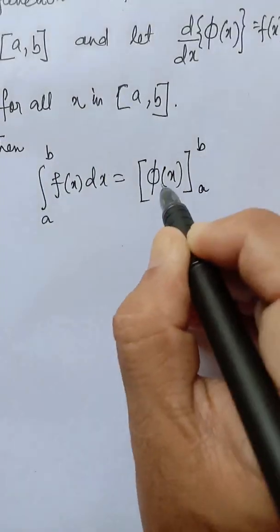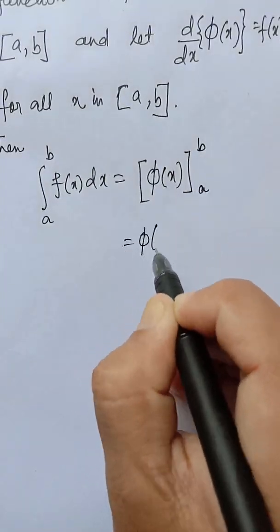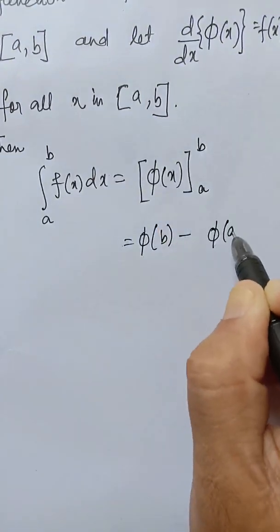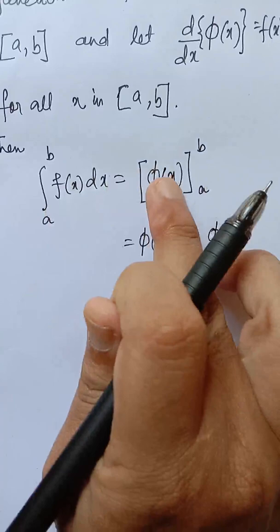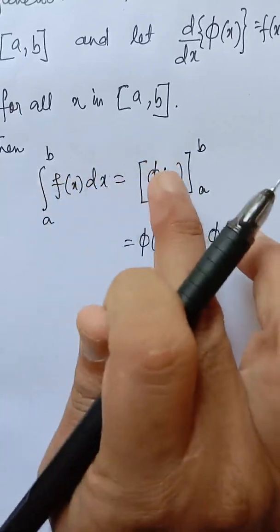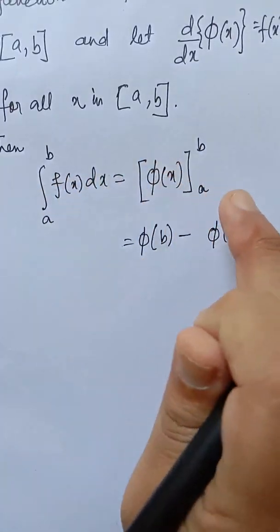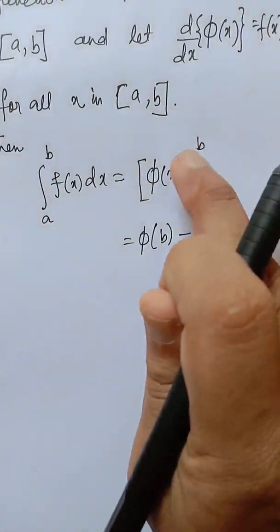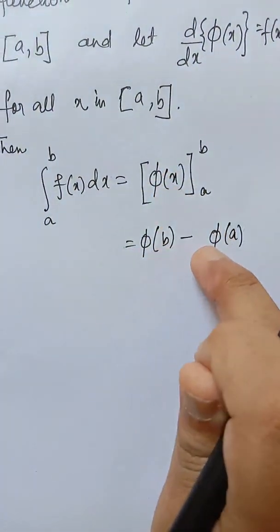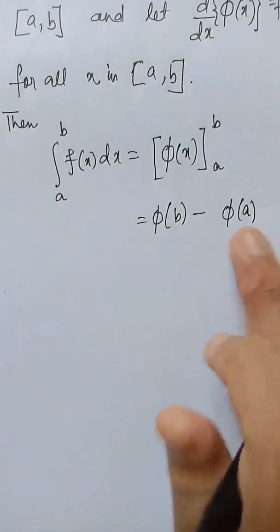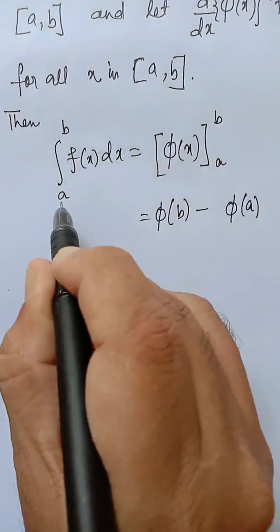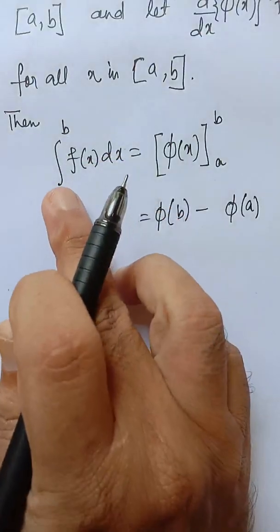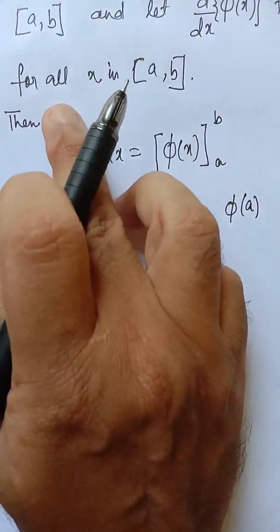First we have to put x equal to b, minus, then we have to put x equal to a. That means first of all we have to integrate, and then we have to put the limits, first b and then a. First b, phi of b minus phi of a. a is called the lower limit of the integral and b is called the upper limit.